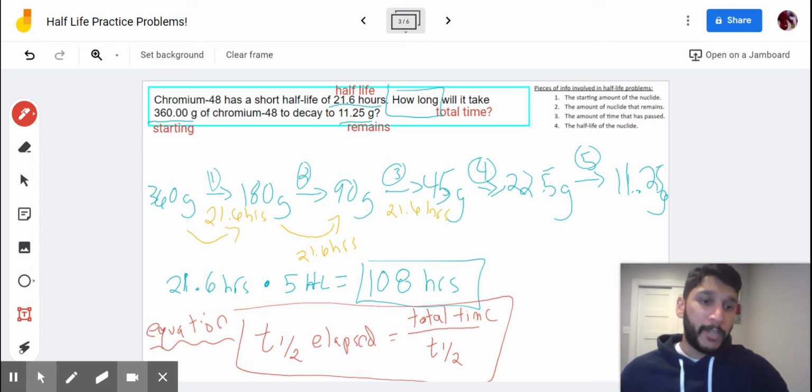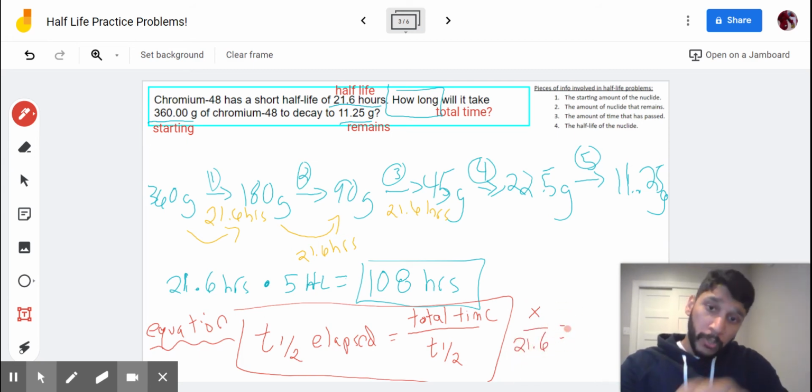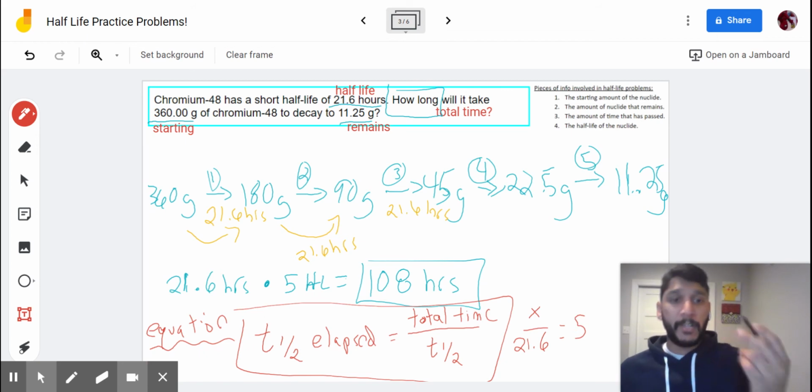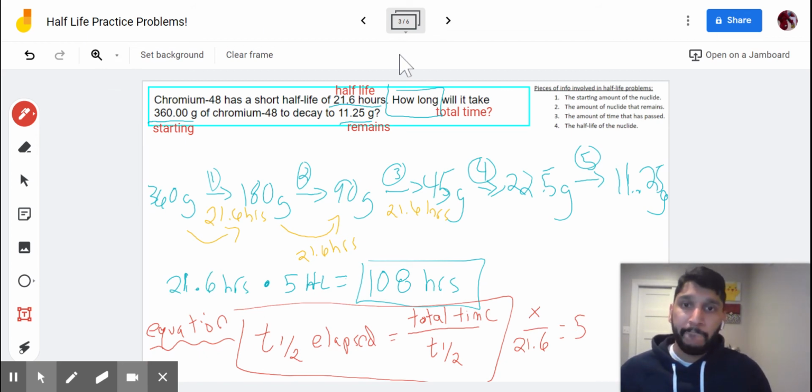If I wanted to use this equation for this specific problem here, our total time was our x. We didn't know what our total time is. We knew our specific half-life was 21.6 hours. And then we saw that we went through 1, 2, 3, 4, 5 half-lives. So we could solve for x, which is still going to give us 108. And then the unit for that is going to be hours.